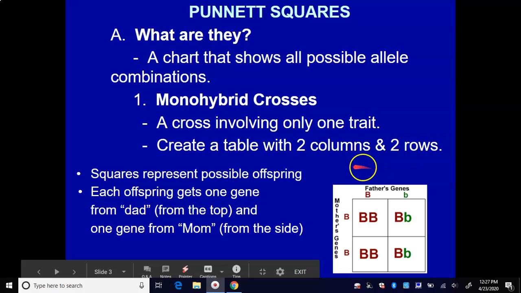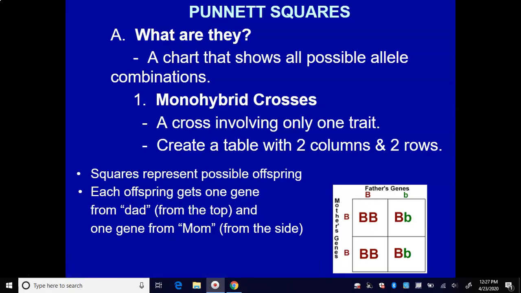Down here at the bottom, this is a monohybrid cross, which is a cross between two parents, but it's only involving one trait. That's where the mono comes from, one trait. In this case, this could be eye color. When we get to pea plants, it could be plant height. When you're making a Punnett square with one trait, it's a 2 column by 2 row table. So it's going to have 4 boxes within it.